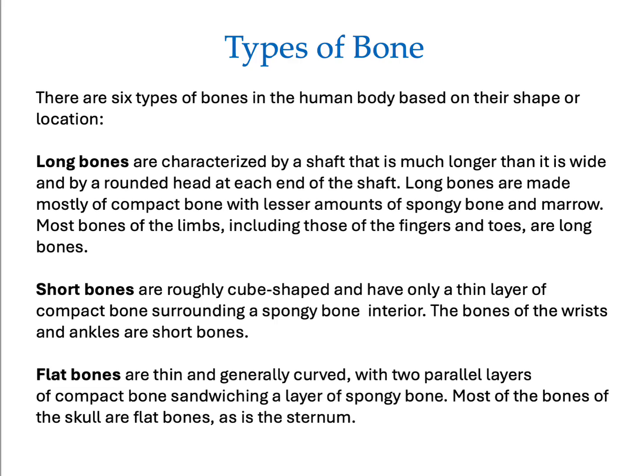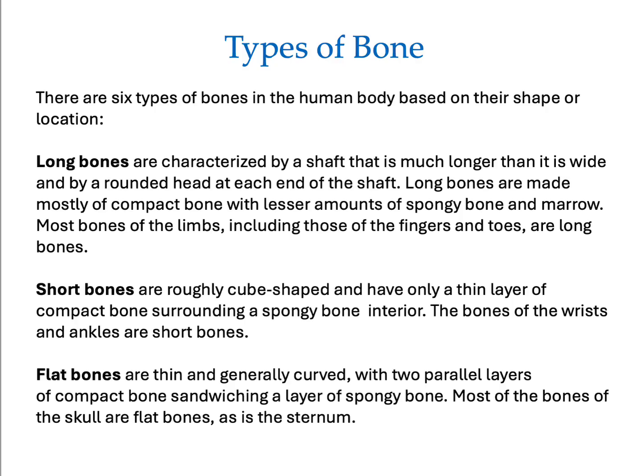Types of bones. There are 6 types of bones in the human body based on their shape or location. Long bones are characterized by a shaft that is much longer than it is wide and by a rounded head at each end of the shaft. Long bones are made mostly of compact bone with lesser amounts of spongy bone and marrow. Most bones of the limbs, including those of the fingers and toes, are long bones.